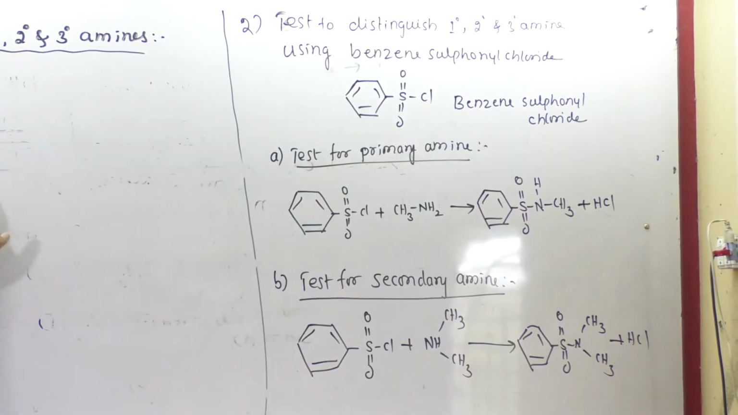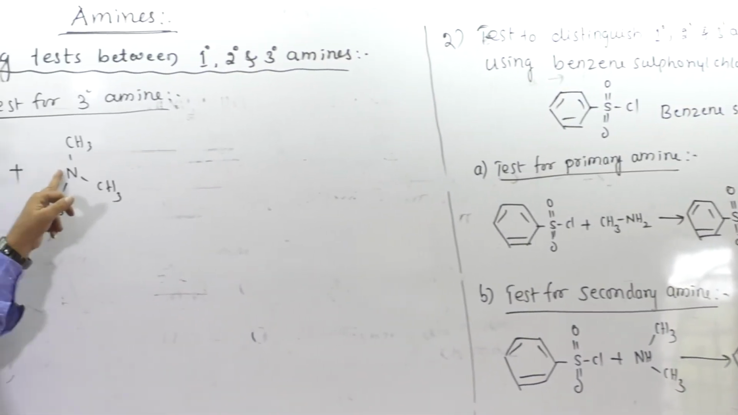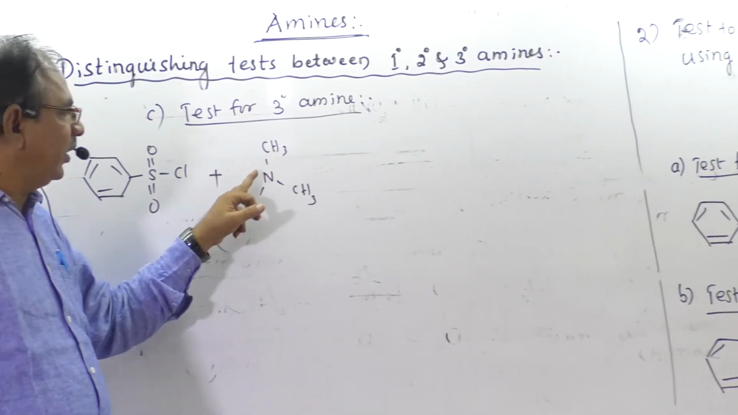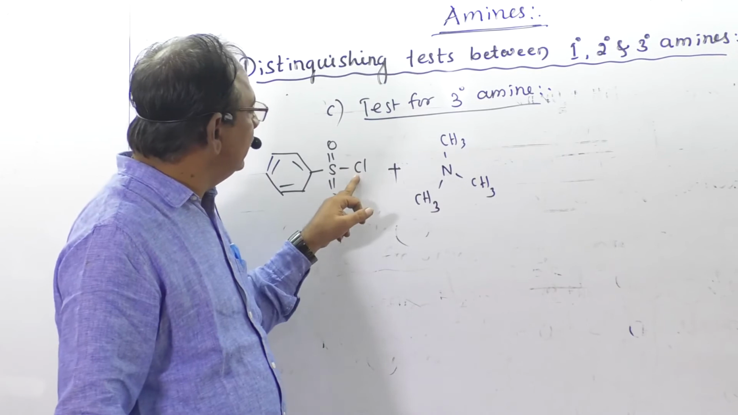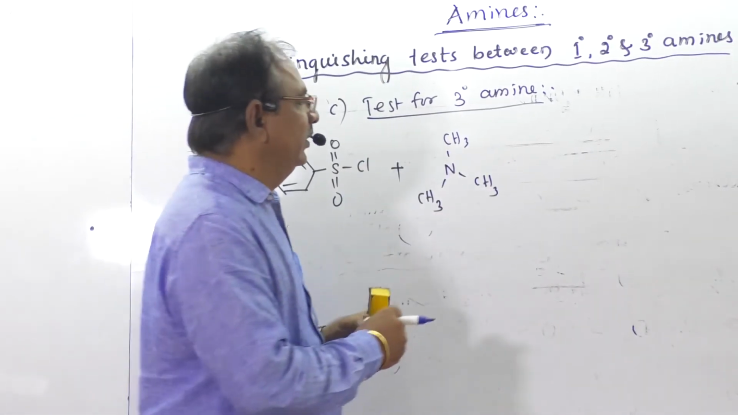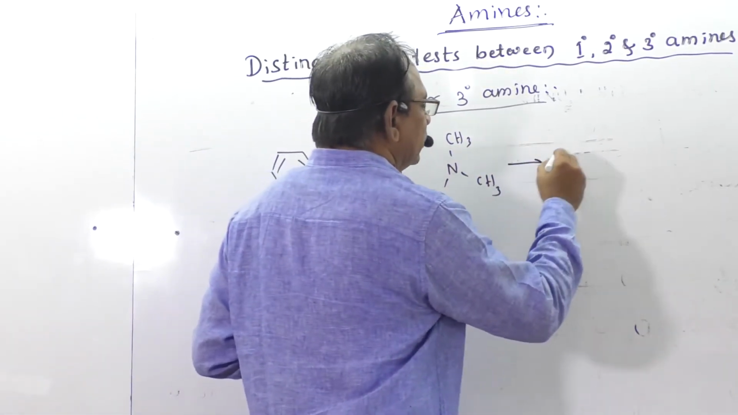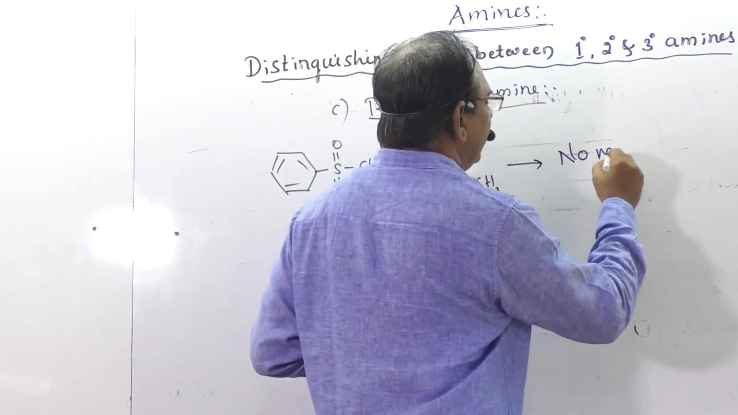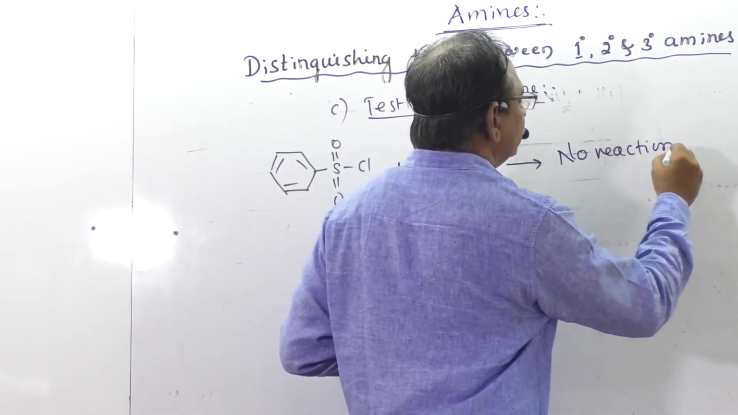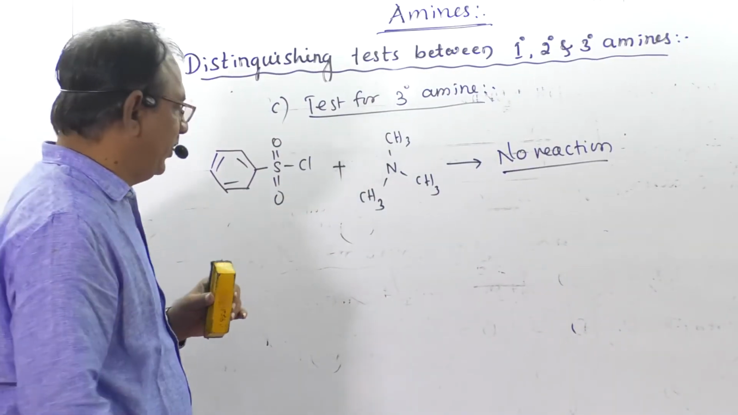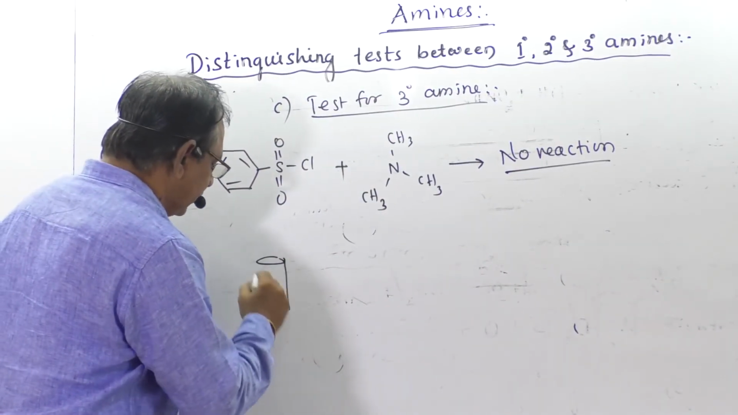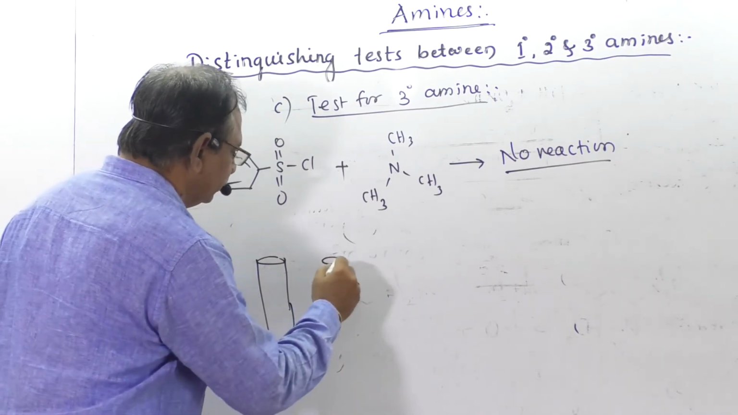But in this case, nitrogen does not contain hydrogen. Hence, the Cl does not combine with hydrogen, so there is no reaction here. No reaction. How do we identify this? See here, these are the three test tubes.